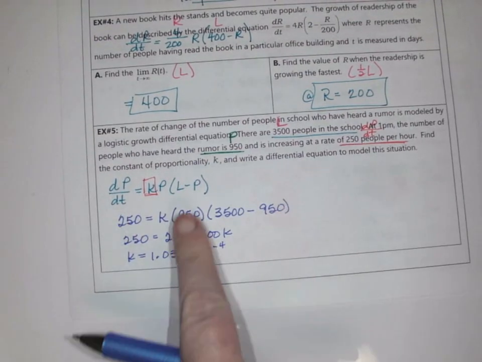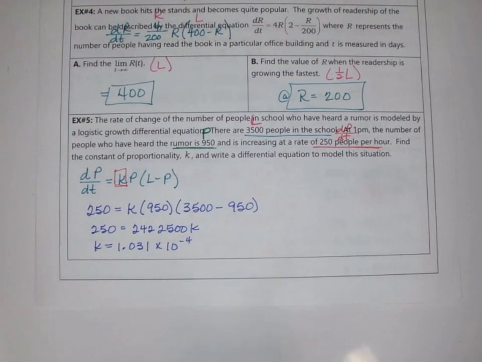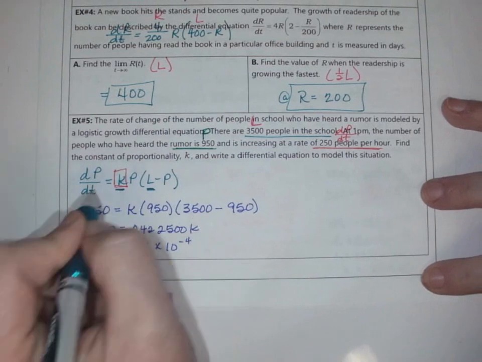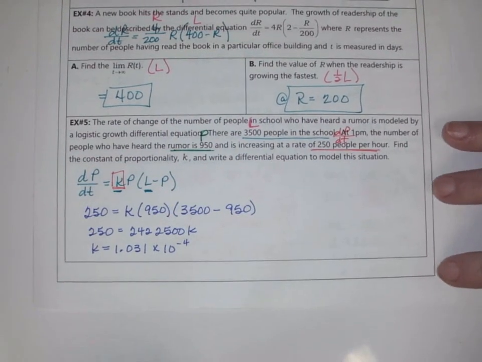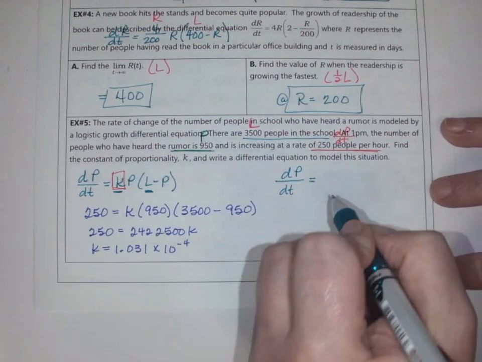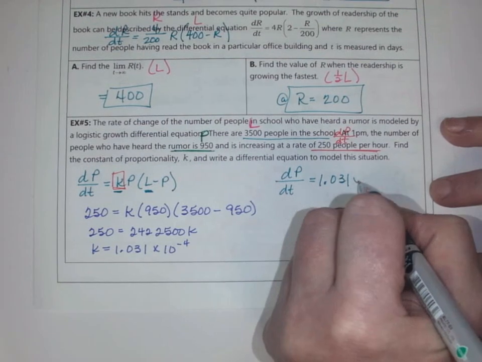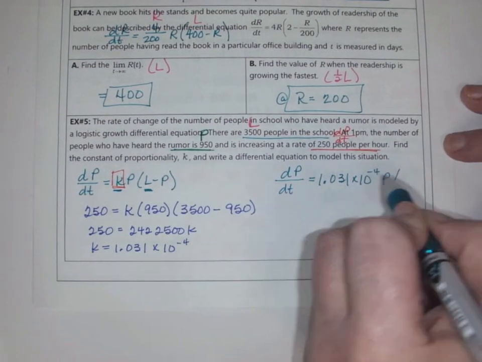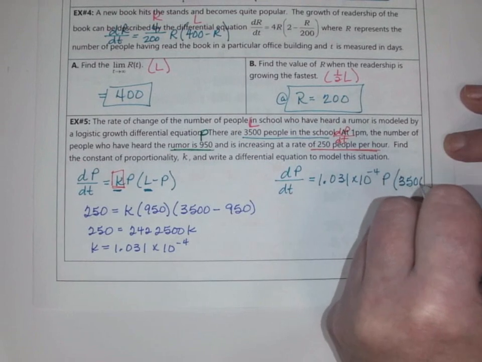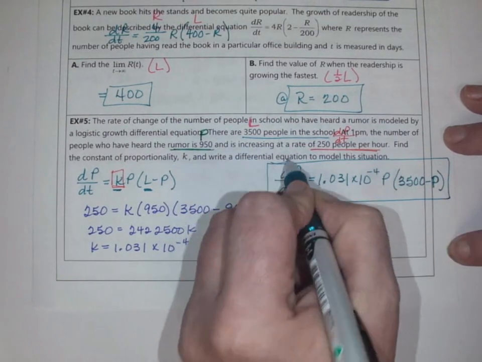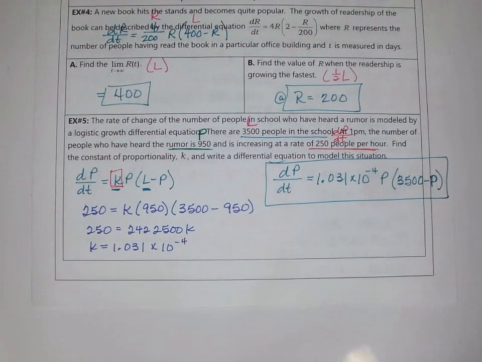So now it says find the constant of proportionality k. We did that, and write a differential equation to model this situation. So when we write our differential equation, we are going to plug in our value for L and our value for k. Everything else is left as a variable. So our situation would be dP/dt is equal to 1.031 times 10 to the negative 4 P times, what did we say our L was? 3,500 minus P.